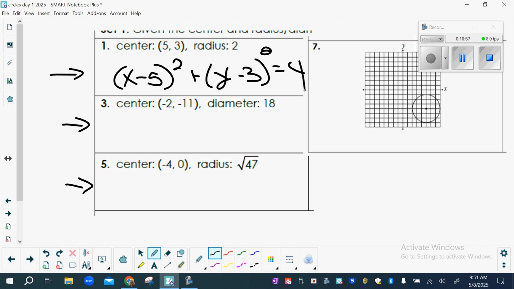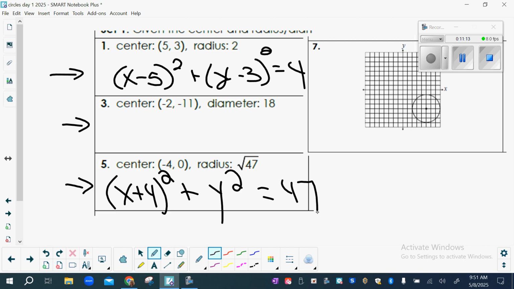Last thing I want to talk about is number 5. Don't let 0 fool you. It looks like this: (x + 4)² + y². If it's got a 0, we don't have to even do any parentheses. And don't forget squaring and square rooting just undo each other. Nice and easy.